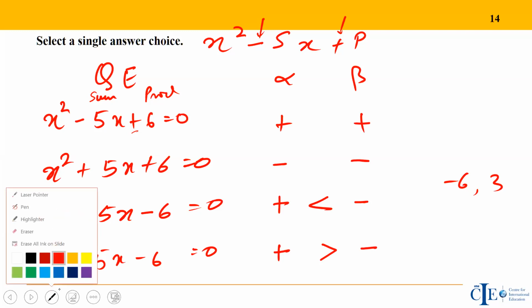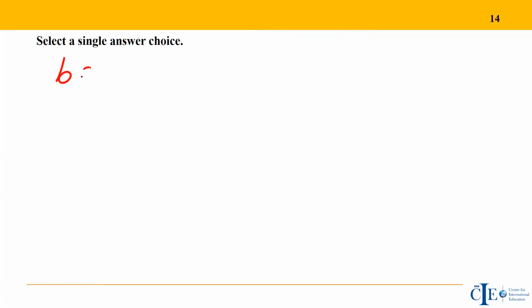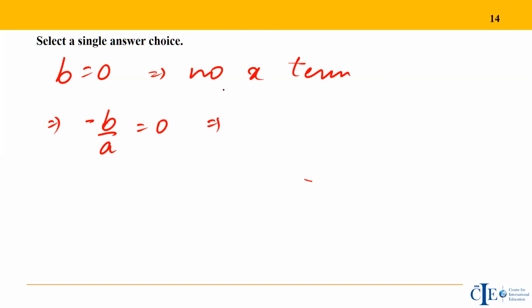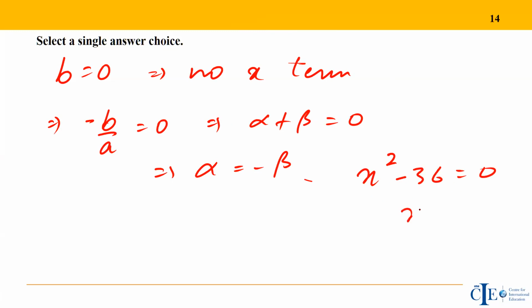Also, certain conditions here. If your b is 0, that means there is no x term. So then your b by a is also 0, which means minus b by a would also be 0, means alpha plus beta will also be 0. That will mean alpha equals to minus beta, right? The roots are equal in magnitude but opposite in sign. Something like say x squared minus 36 equals to 0. There's no x term. The roots as you see is plus minus 6. Equal in value, that is 6, but opposite in sign.